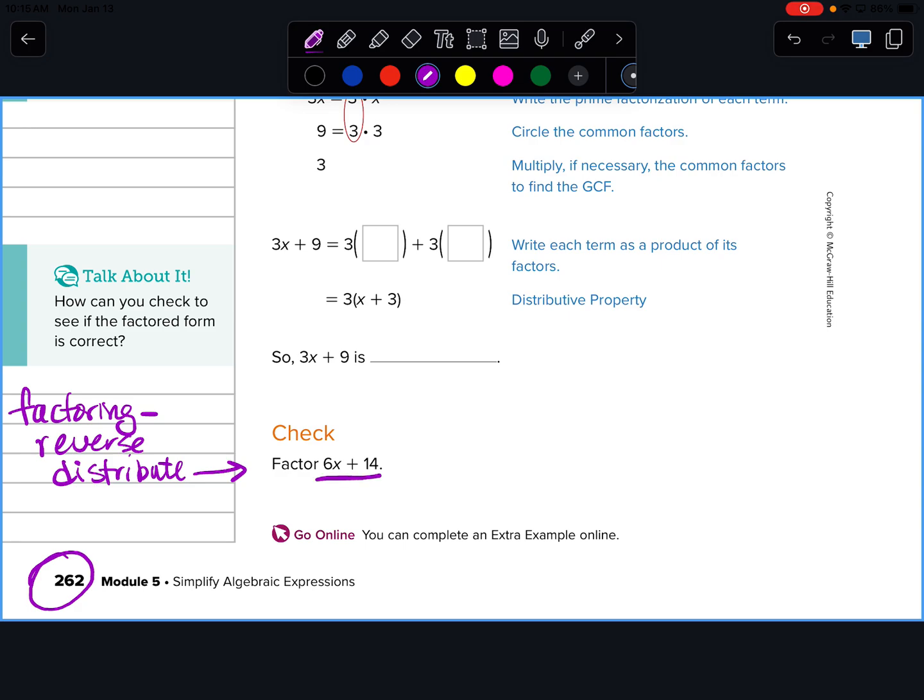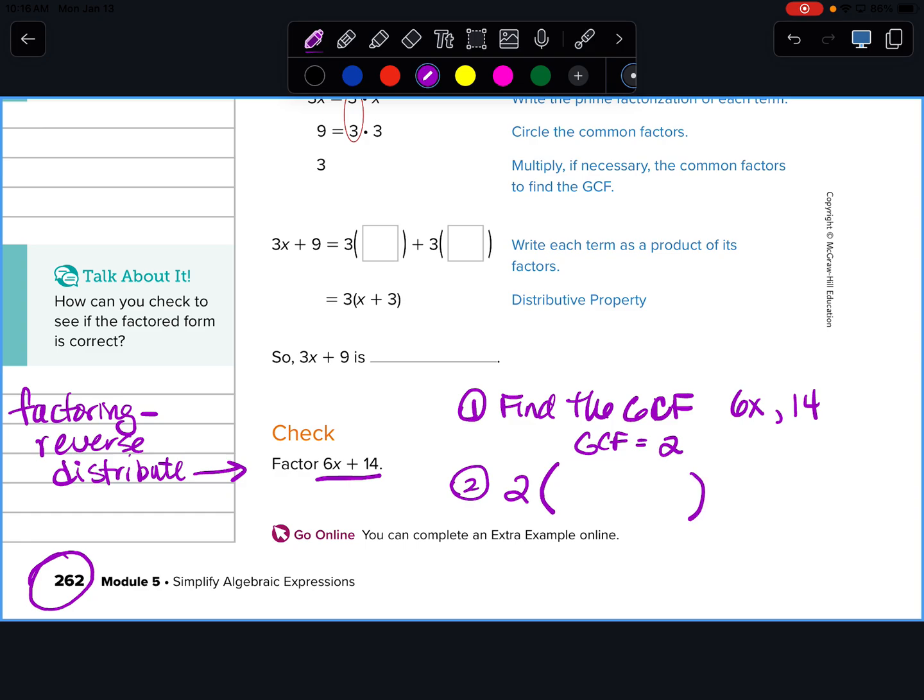So we're factoring 6x plus 14. We're going to say, what was this before we distributed? So step number 1 is you are going to find the GCF. The GCF of 6x and 14. So I'm thinking to myself, what is the biggest number that goes into both 6x and 14? You can do your factor trees or you can just think about it. The biggest number is 2. Step number 2, I'm going to take this 2 and put it out front. This is going to be what I'm multiplying by. I'm going to put parentheses like I'm about ready to distribute.